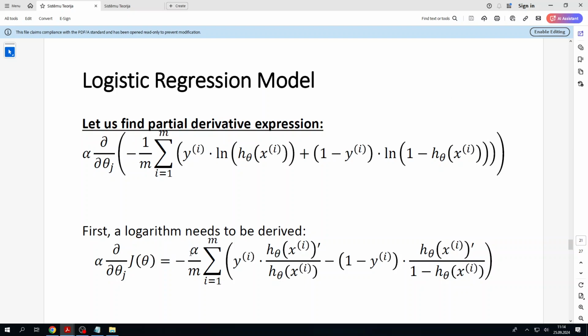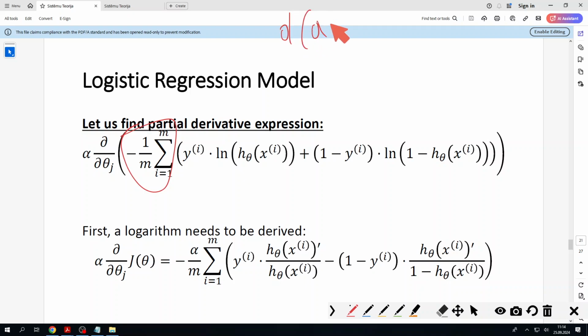So what we are going to do is, first of all, remember that calculating the derivative of a constant, of a summation, doesn't really change anything. So you can calculate the derivative either this way, or this way.